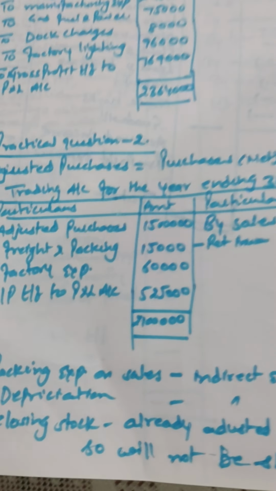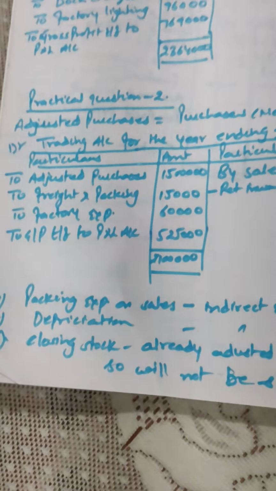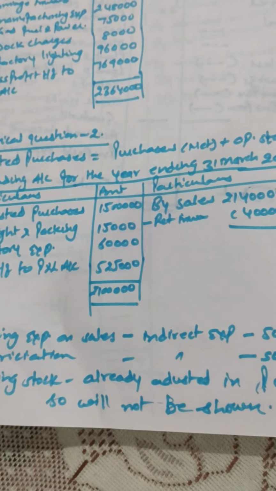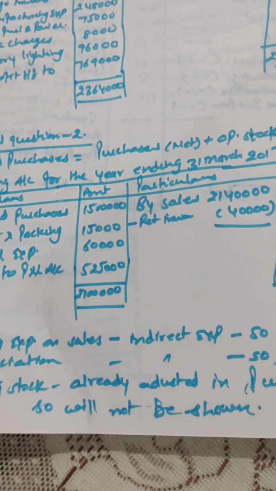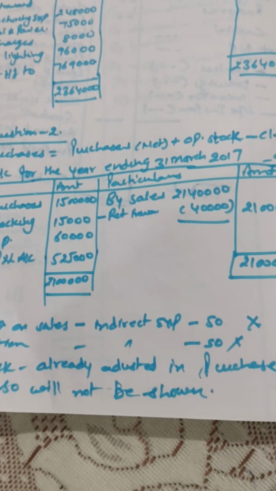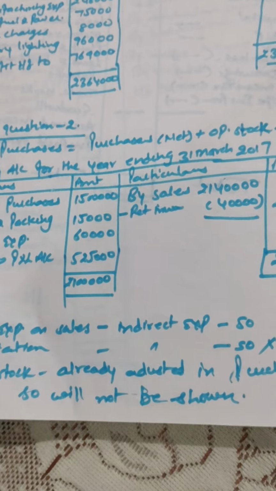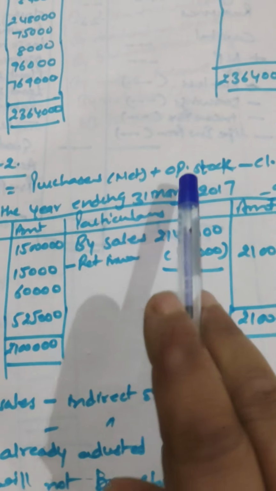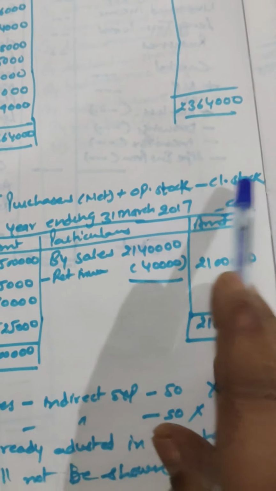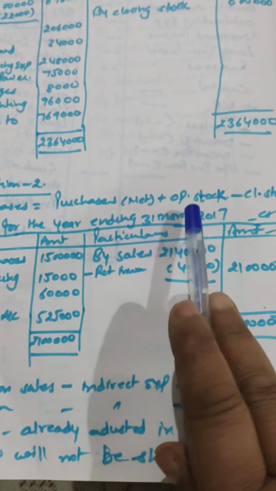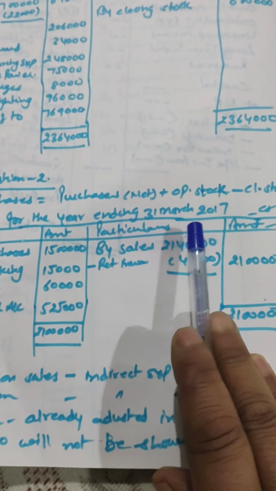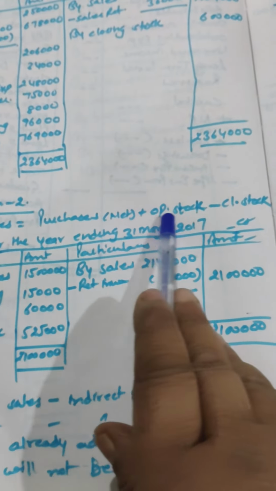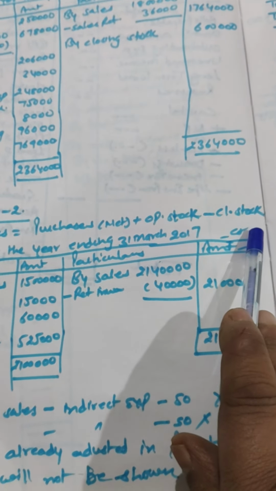7,69,000. Now in practical question number 2, adjusted purchases are given, beta. Adjusted purchases means net purchase. Net purchase means purchase minus purchase return plus opening stock minus closing stock. If adjusted purchases is written in a particular question, we don't enter all such things separately in the question, right?